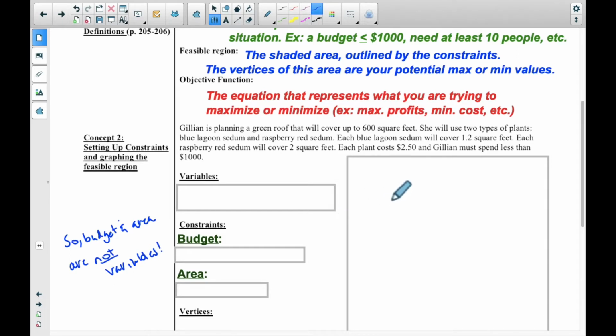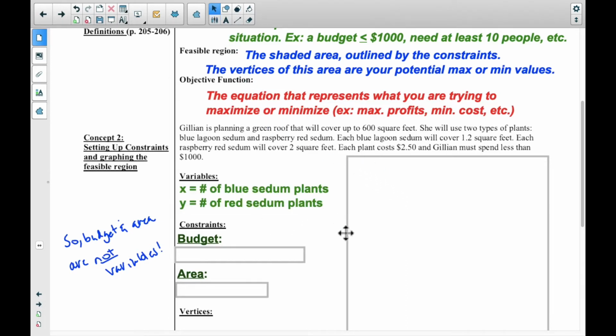Well, the other thing, and again, typically in this class, we're just dealing with two variables at this point. So what are two things that are here in this problem? And so we can say that X is the number of blue sedum plants and Y is the number of red sedum plants. I will encourage you, when you're defining your variables, to be specific. So don't just say blue sedum or red sedum. What about it? Is it the cost of each plant? Is it the area each plant takes? No, it's just the number of blue sedum plants and the number of red sedum plants.